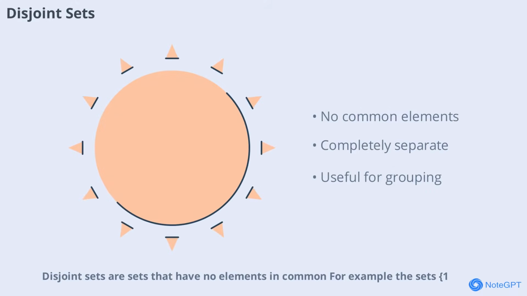Disjoint sets are sets that have no elements in common. For example, the sets {1, 2} and {3, 4} are disjoint because they share no elements. Disjoint sets are important in mathematics because they help us identify groups that are completely separate from each other.